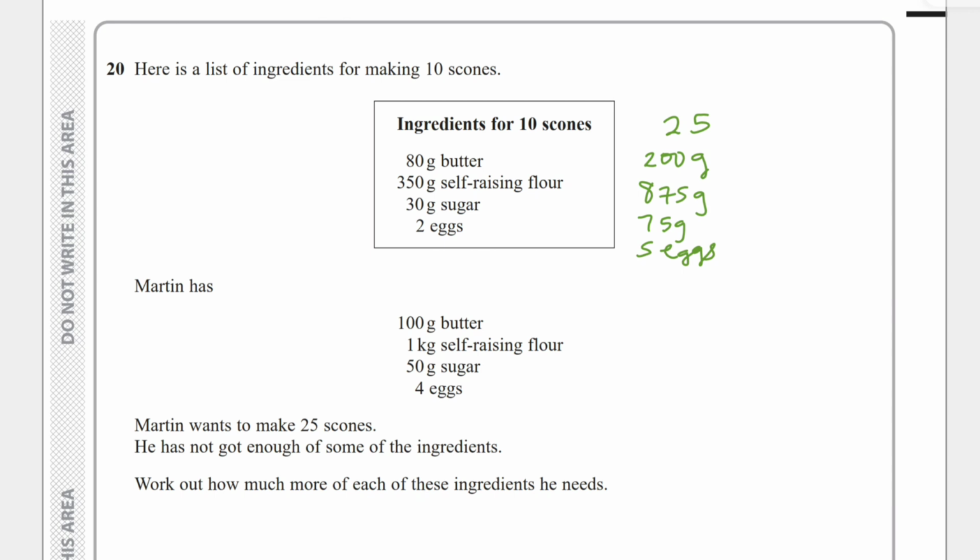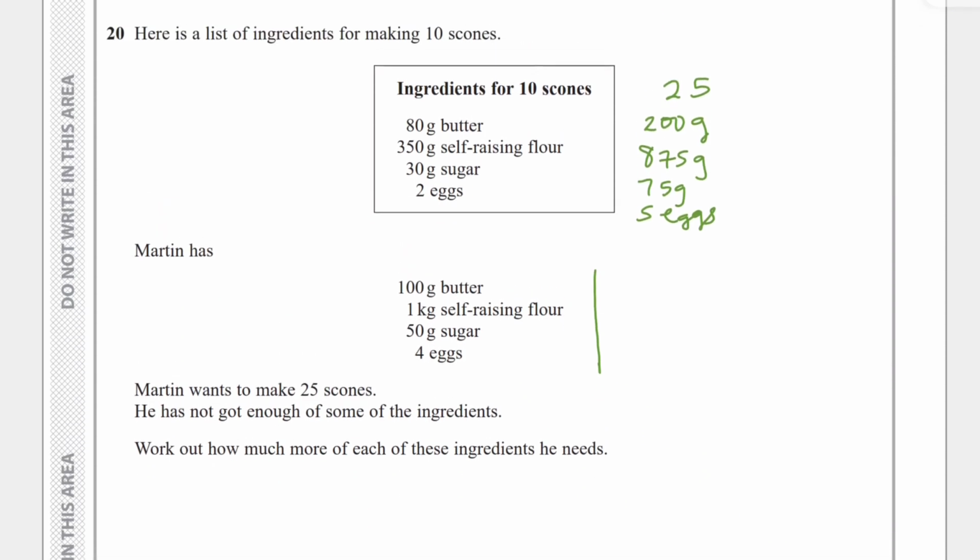So these are what he has. So all we have to do is to subtract them from each other. So for butter, he needs 200 grams and he has 100 grams. So that means he needs 100 grams more. For 1 kilogram of self-raising flour, he has enough. For sugar, he has 50 grams, so he needs 25 grams of sugar more. And for egg, he needs 1 egg more.